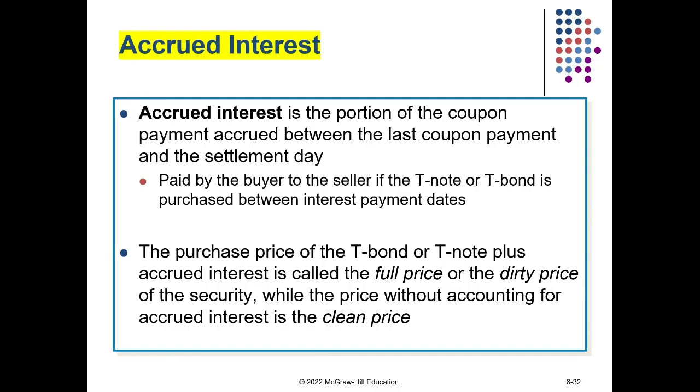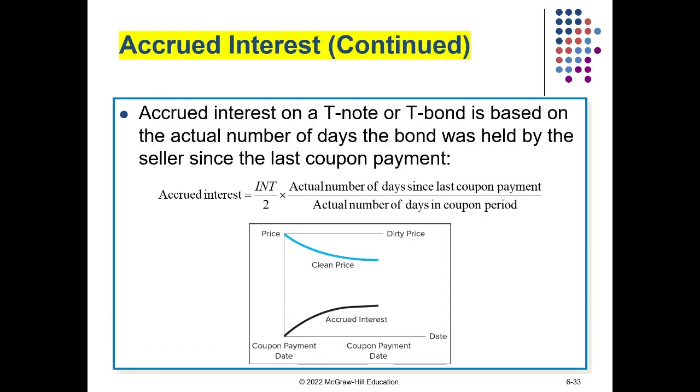Because you haven't yet reached the date of the interest payment, but you have already waited a number of days or a number of months. So therefore you are entitled to have that part of the interest, although you won't be able to wait until it pays you. Therefore you have to be compensated by the buyer of the treasury note or the treasury bond.